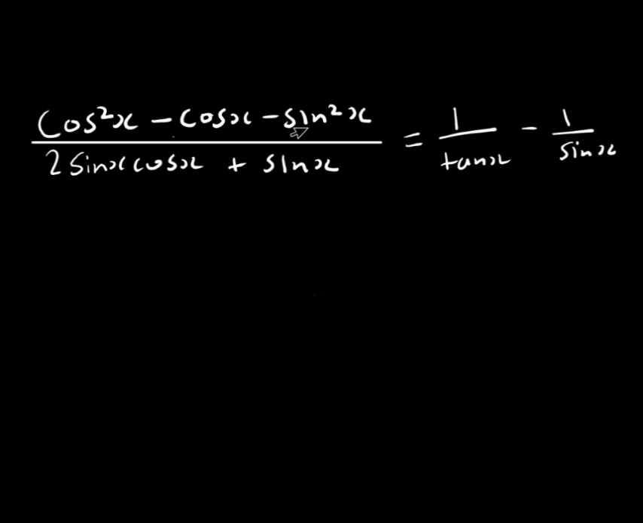So we can change, because this says cos, this one says cos, and this one says sine. So now this is going to be cos squared. So we're going to have cos squared minus cos, and then this is going to become 1 minus cos squared.